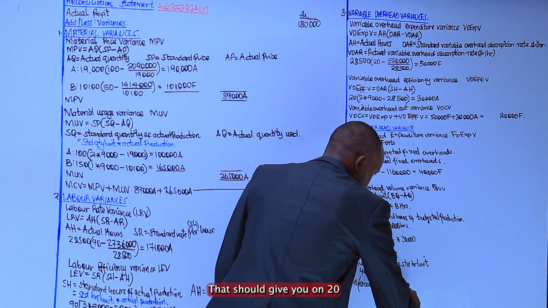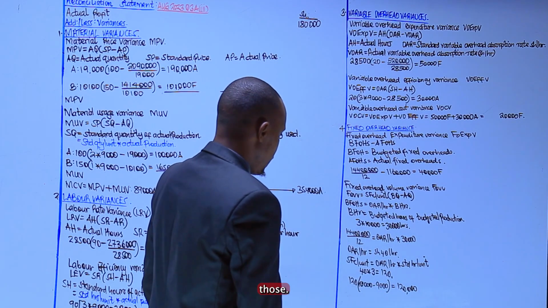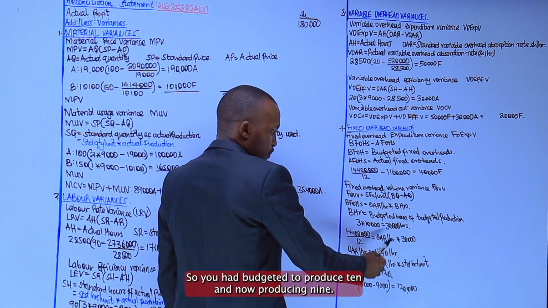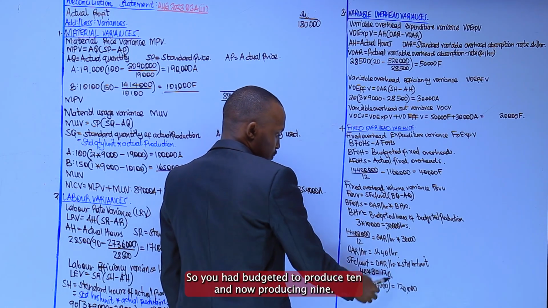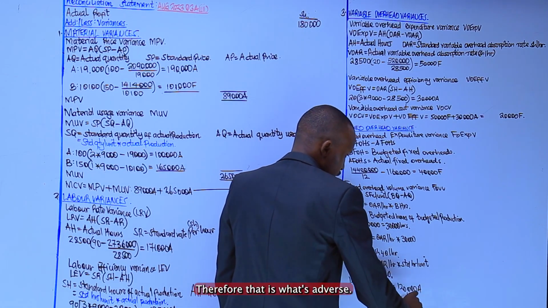That should give you 120,000. It is a quantity variance. So you had budgeted to produce 10, ended up producing 9. Therefore, that is adverse.